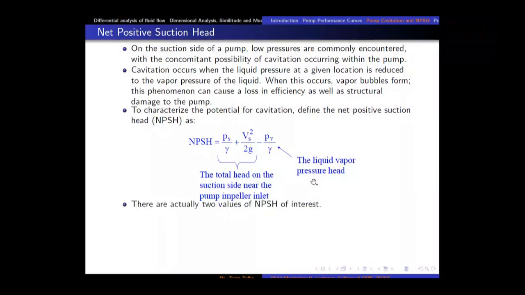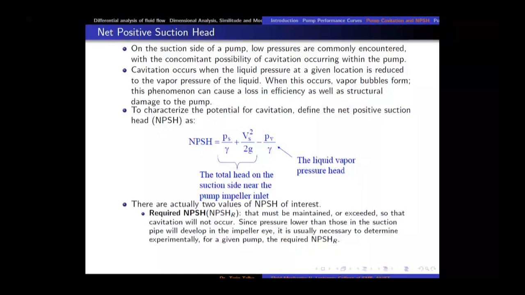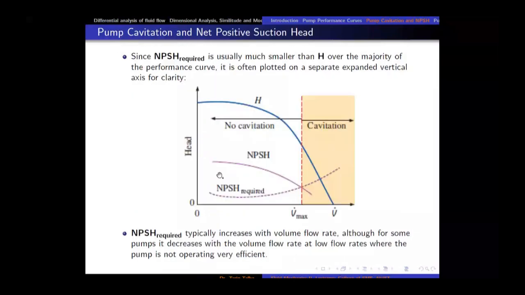So NPSH values, as I explained, there are two values. One is the required net positive suction head. The available head should be higher than this required net positive suction head, so that cavitation will not occur, as shown in this slide. So required means the minimum value required for a given flow rate so that there is no cavitation. And what is actually available for the system, that is NPSH available.